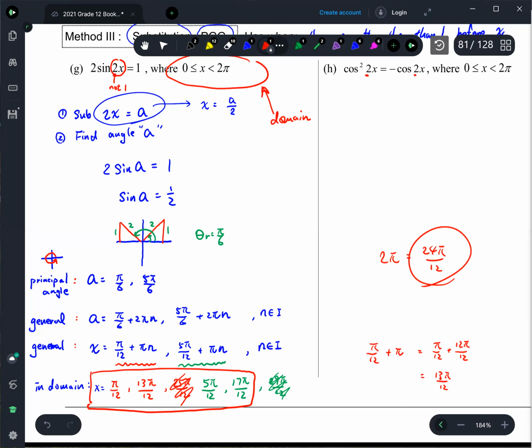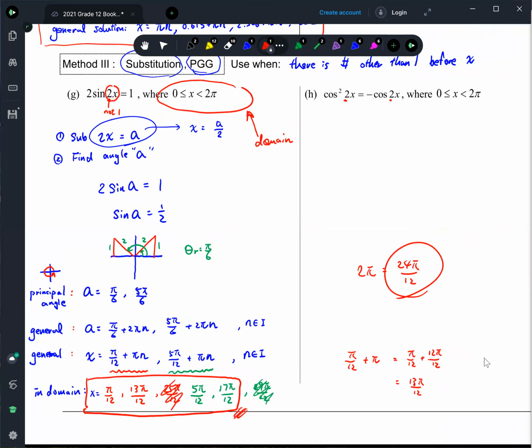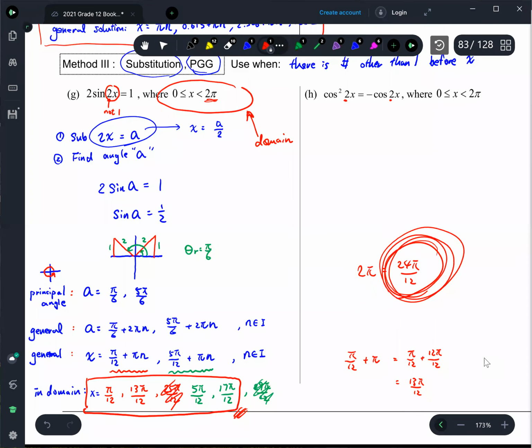So that's why you need to know how to get your general solution. Okay, it's all based on that. All right, a little bit complicated here. Do we have any questions? How we get each of the four answers? If your domain is bigger, then you get more answers. This one, the domain is up to 2 pi, so you only go up to 24 pi over 12. If the domain is like 3 pi, then you go up to 36 pi over 12.